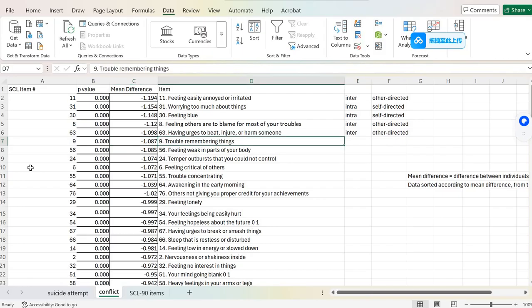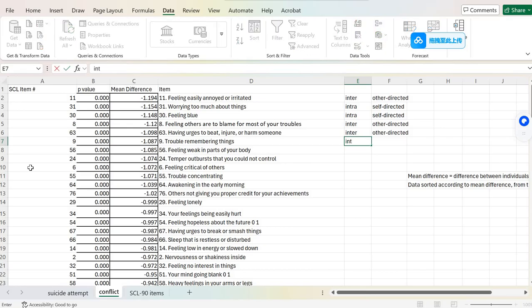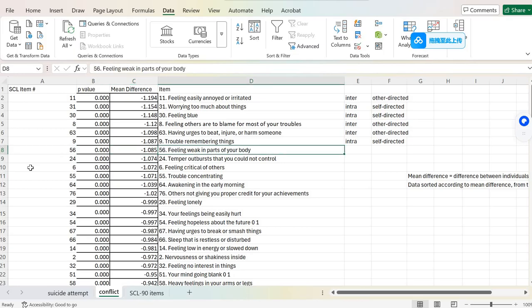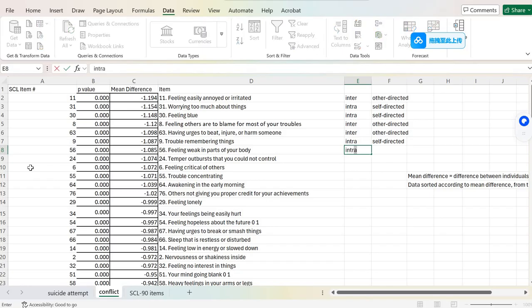Have trouble remembering things. We can characterize this as intrapersonal, self-directed. I don't bother other people, but I can't remember things. I keep forgetting. Feeling weak in some part of your body. That's intrapersonal, self-directed.